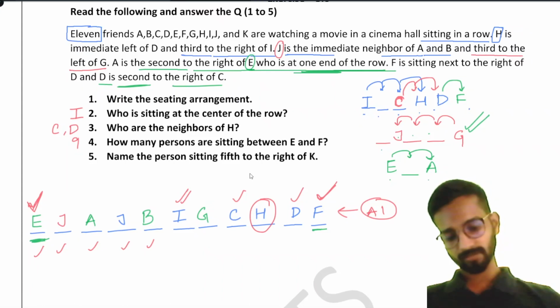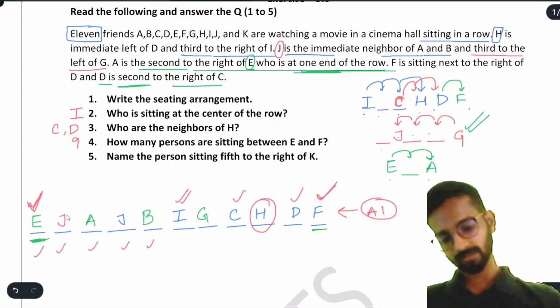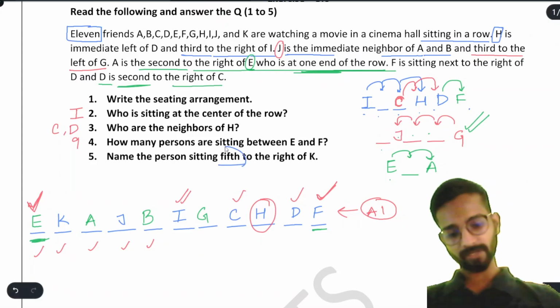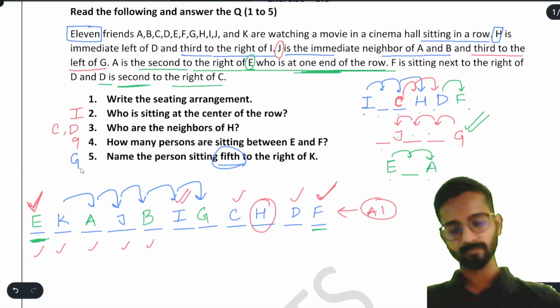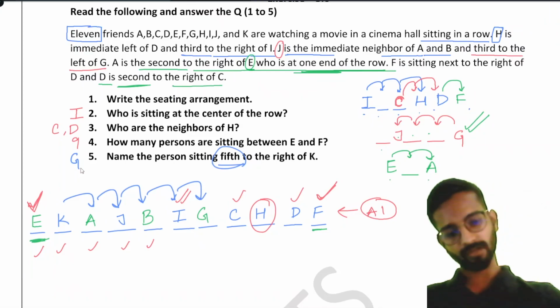And K. Where is K? Sorry, this is not J. This is K here. So, name the person sitting fifth to the right of K. 1, 2, 3, 4, 5. Who is sitting? G is sitting here. Understood? Simple enough. Now, see.